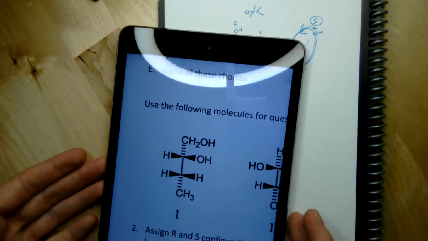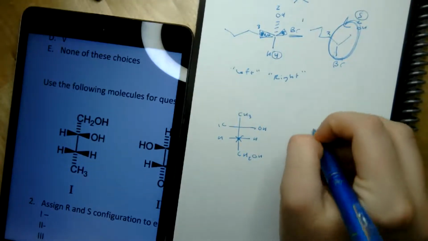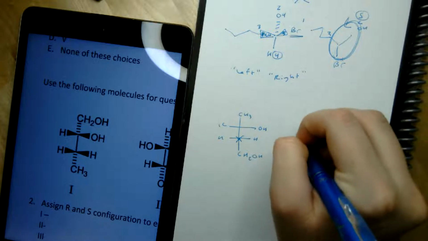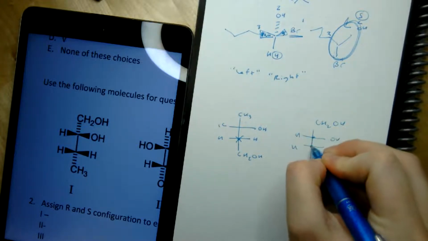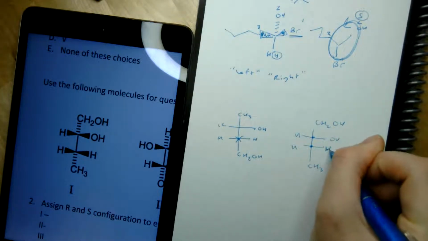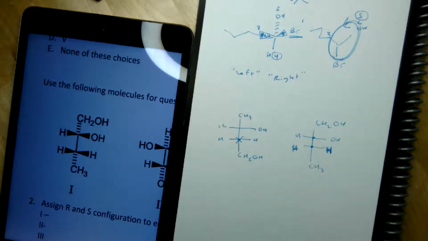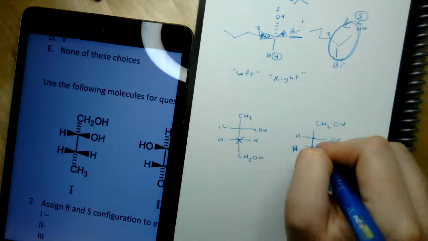Question 2 on the review sheet, the first one, the bottom. Okay, so yes. So this is CH2OH, OH, H, H, H, and CH3. For this one, the first thing I'm going to say is if there's two things that are directly attached that are the same, then it's not a chiral center. You have to have 4 different things to be a chiral center. So this is not a chiral center.